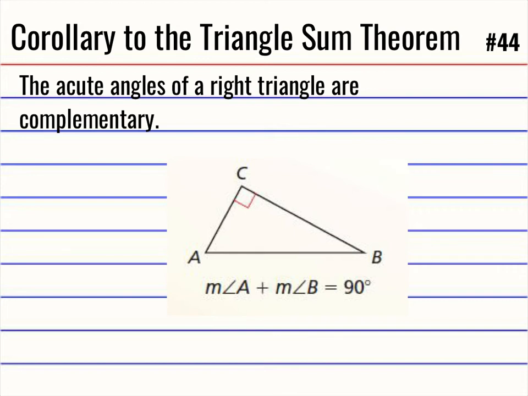So it's a corollary because you have to use what's given in the proof, the fact that the sum of the interior angles of a triangle is 180 degrees, in order to show what the corollary is. And this is your card number 44.